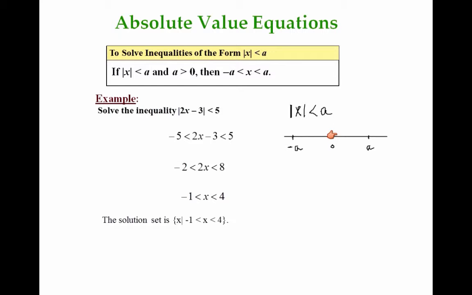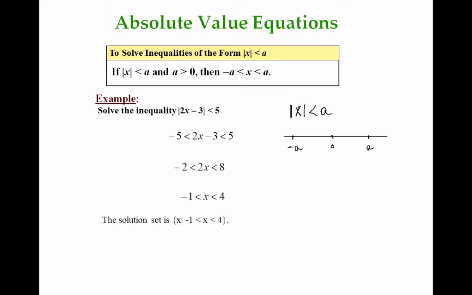Now, what other numbers are less than A units from 0? This number is less than A units from 0, and so are all the numbers all the way to A. All this range of numbers here are less than A units away from 0. On the other side, all these numbers are also less than A units away from 0. Therefore, the solution must be all the numbers that are in between negative A and A.